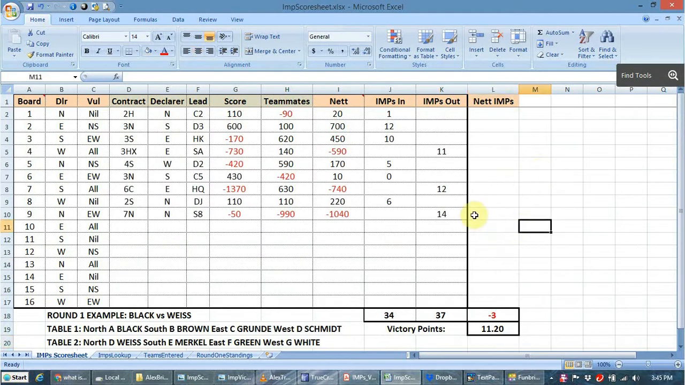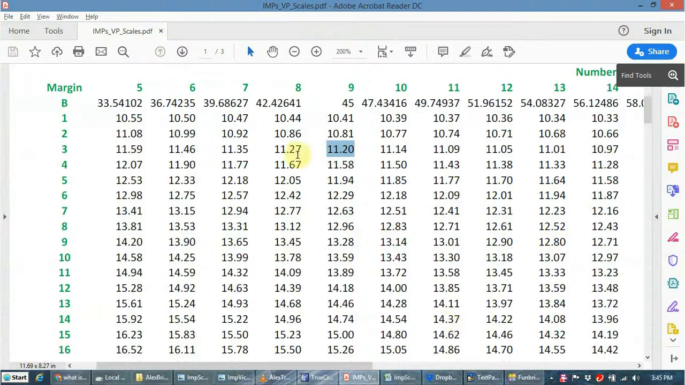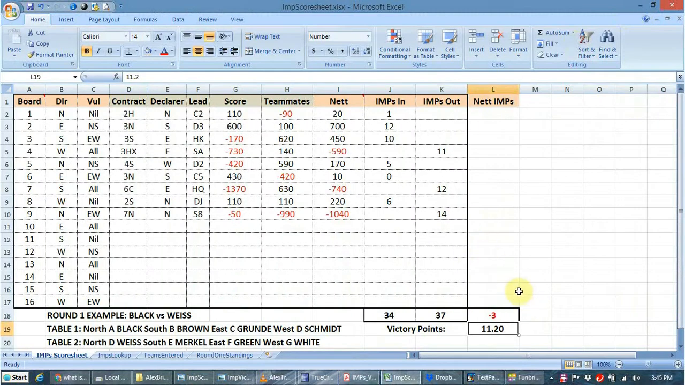And there's our final score. Our opponent scored 11.2. The total number of victory points available in any match is 20. So we just saw that for winning by 3, in a 9-board match, you score 11.2 victory points. And so because they scored 11.2, we scored 20 minus 11.2, we scored 8.8 victory points. So we lost that match, not too heavily.